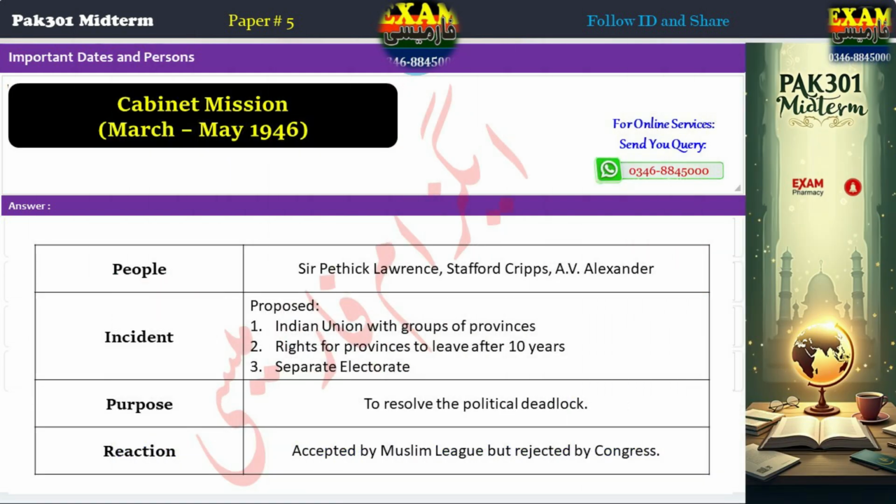Cabinet Mission, March-May 1946. People: Sir Pethick Lawrence, Stafford Cripps, A.V. Alexander. Incident. Proposed: an Indian Union, with groups of provinces, rights for provinces to leave after 10 years, separate electorate. Purpose. To resolve the political deadlock. Reaction. Accepted by Muslim League but rejected by Congress.